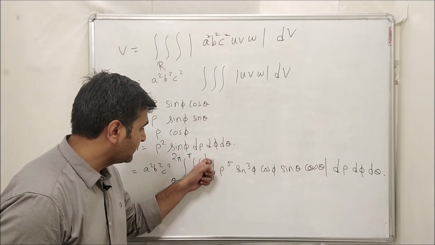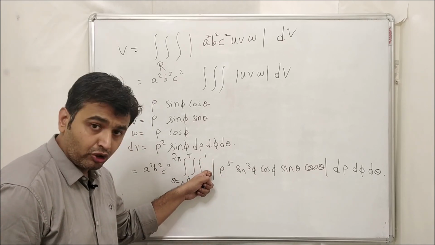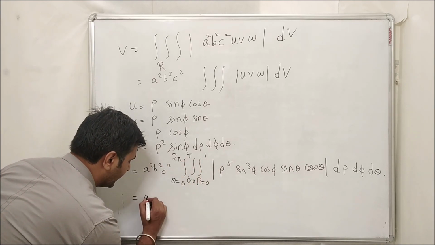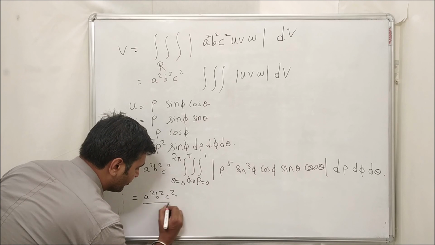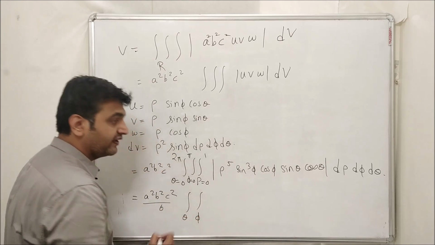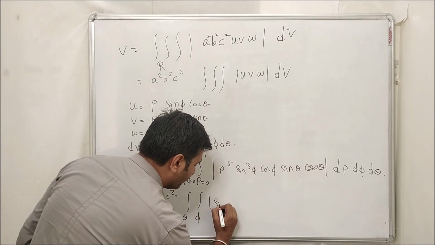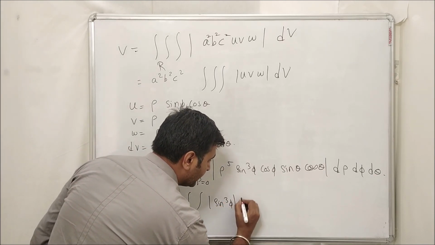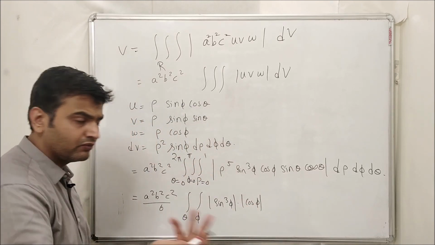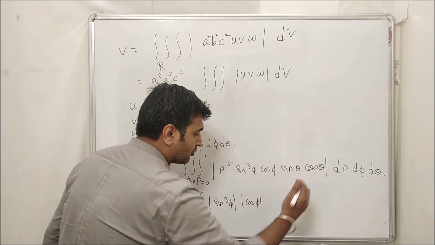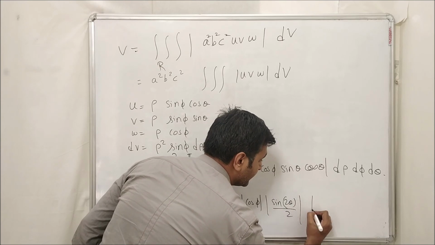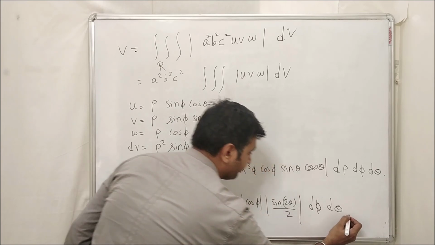Okay, now rho is 0 to 1, it is positive, so I can take it outside the mod, and rho raised to 5 integrates to rho raised to 6 upon 6. So when I apply the limit, I have a square, b square, c square upon 6. Now I have the limit of theta, I have the limit of phi. Here I have mod of sin cube phi into mod of cos phi, since mod of ab is mod a into mod b, and sin theta cos theta means mod of sin 2 theta by 2, and here you have d phi and d theta.